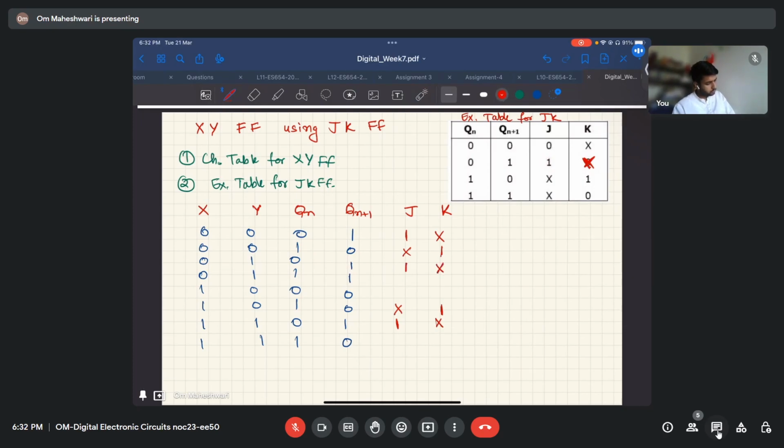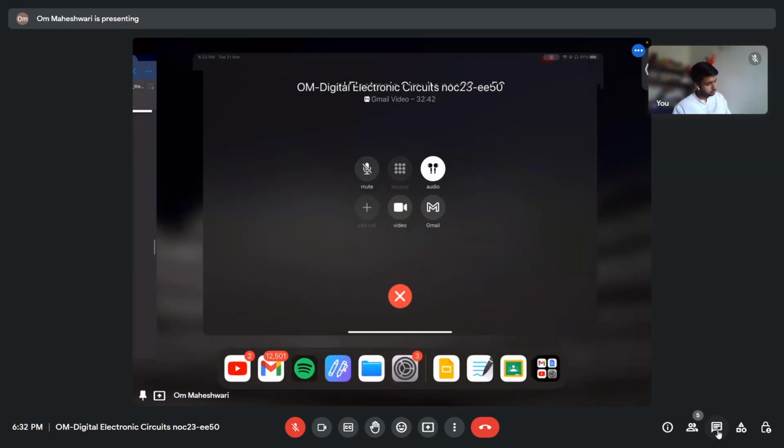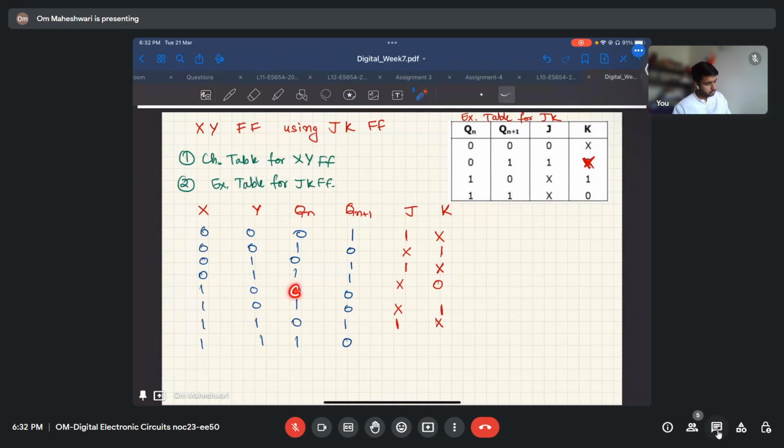Then 11 is 1 cross 0. Cross 0, and 00 is 0 cross. And 10 is at the end also. 10 is cross 1 cross. Okay.